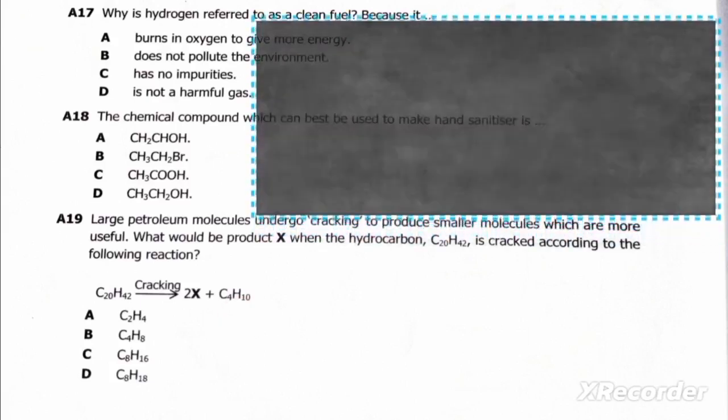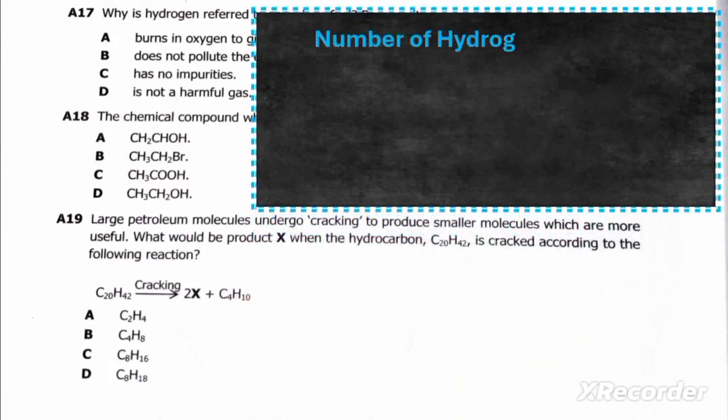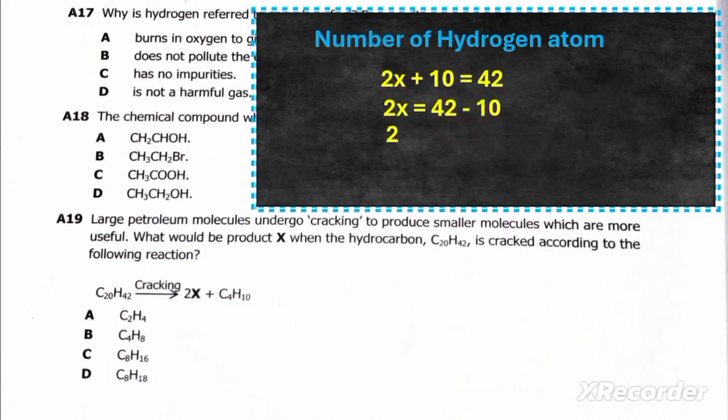So therefore, what we do, we are going to come up with the equation. We are going to count the number of hydrogen atoms. So we are going to say 2x plus 10 is equal to 42. We group the like terms, 42 minus 10, we are going to get 32. Here divide by 2, even here divide by 2. The value of x is equal to 16.